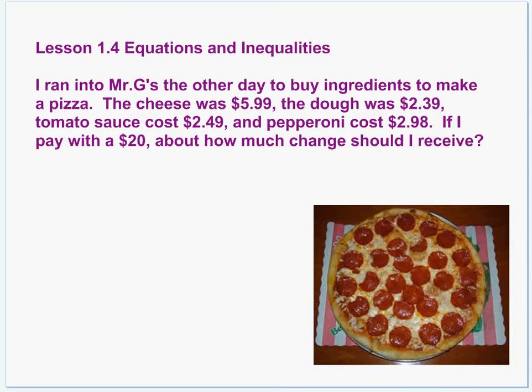Well, I ran into Mr. G's the other day to buy ingredients to make a pizza. The cheese was $5.99, the dough was $2.39, tomato sauce was $2.49, and pepperoni cost $2.98. If I pay with a $20 bill, about how much change should I receive?